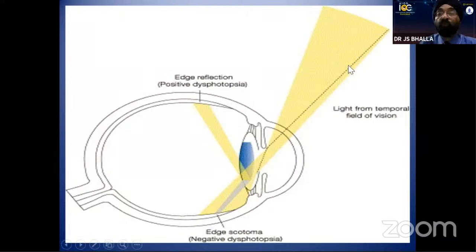You find here that temporal rays of light, when they strike against the nasal edge of the IOL, are mostly reflected back. Now, since there are no light rays to be refracted, you find that in the nasal periphery, you have a dark shadow in crescentic form. And since it occurs because of light coming from the temporal area, it causes temporal shadows in the temporal field of vision.